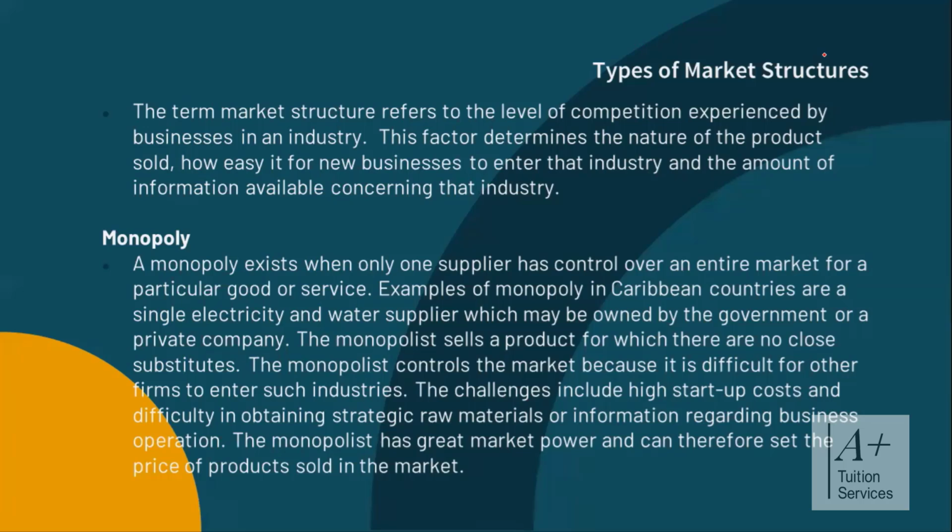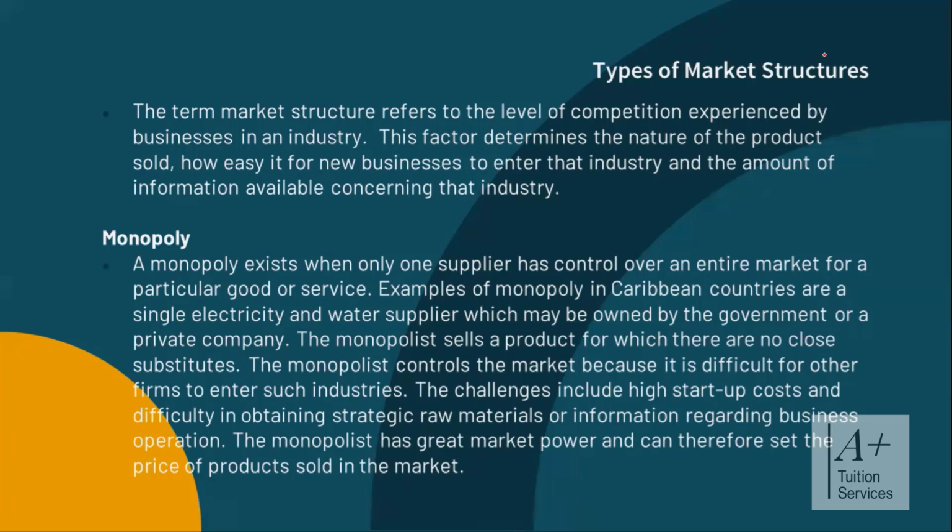So in Trinidad, right here, we have TNTech. TNTech is known as a monopoly in terms of supply of electricity to households. There's no other company doing that. Same thing with WASA. The monopolist sells a product for which there is no close substitutes. The monopolist controls the market because it is difficult for other firms to enter such industries. The challenges include high startup costs and difficulty in obtaining strategic raw materials or information regarding business operation.